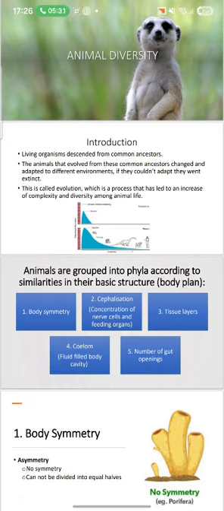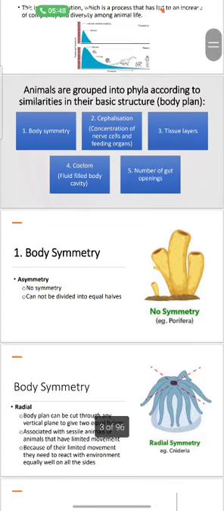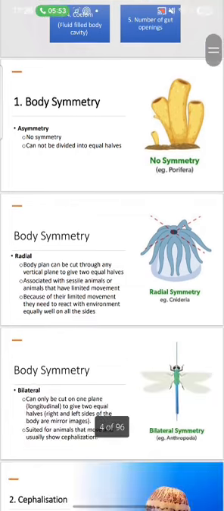So there are five things in the body plan. It's body symmetry, cephalization, which is the concentration of nerve cells and feeding organs, tissue layers, the coelom, which is a fluid-filled body cavity, and the number of gut openings. So, body symmetry. There are three types of symmetries.